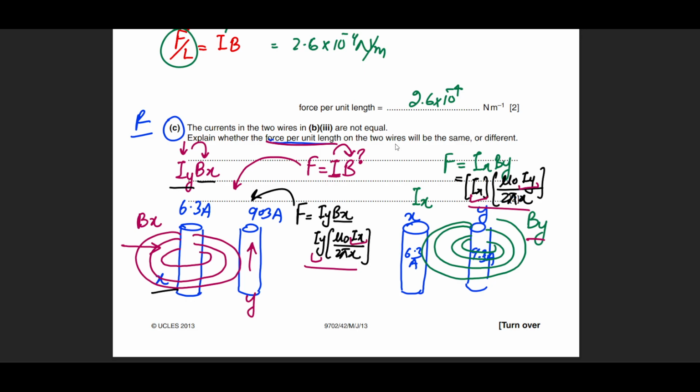So the answer for this question is that force is proportional to the product of I_X and I_Y. This is what's actually happening. I_X and I_Y are getting multiplied no matter which way I look at them. Hence, the force per unit length is the same on both conductors, right?